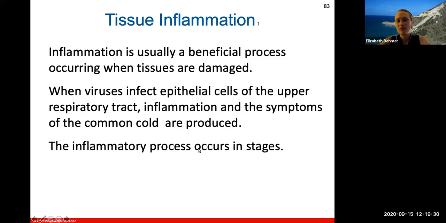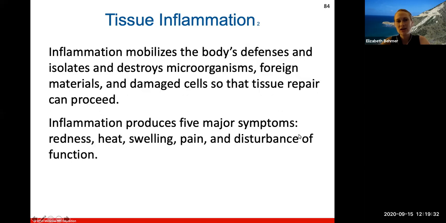So the inflammatory process will occur in stages. Inflammation mobilizes the body's defenses and isolates and destroys anything foreign to it so that the damaged cells can be taken away and the repairs can be done. So here are the 5 major symptoms of inflammation: redness, heat, like a fever, swelling, pain, and any sort of disturbance of function. So those are the 5 major symptoms of inflammation.